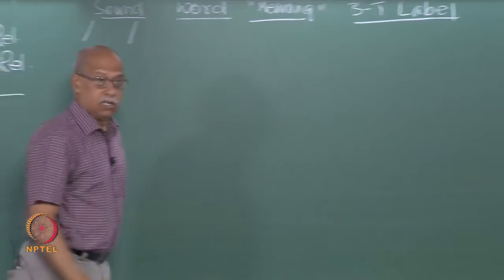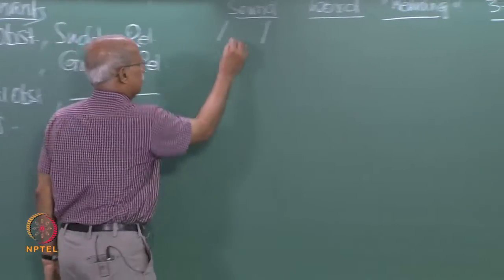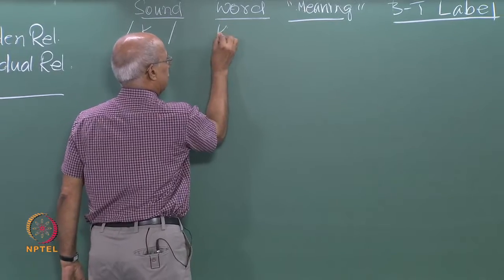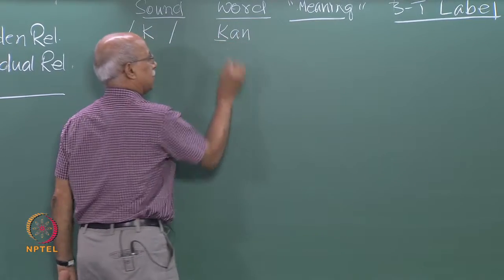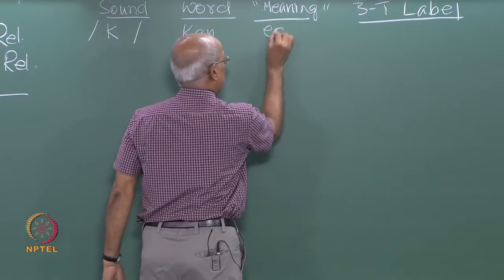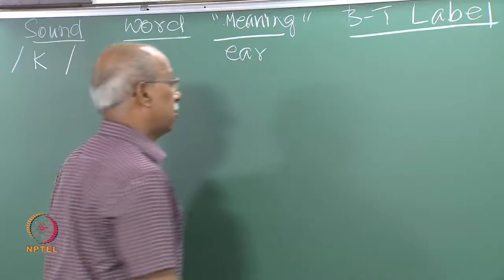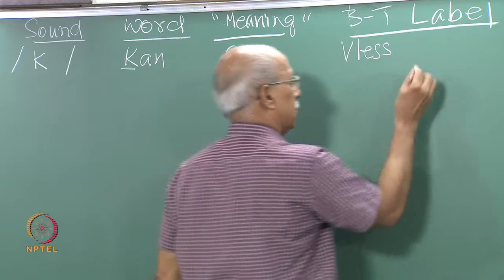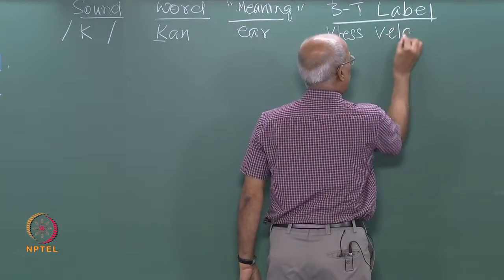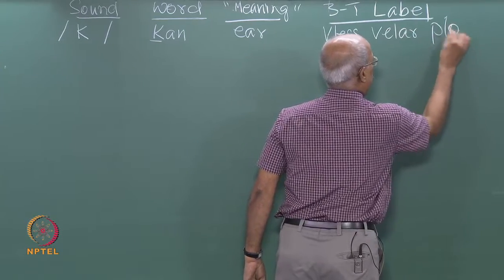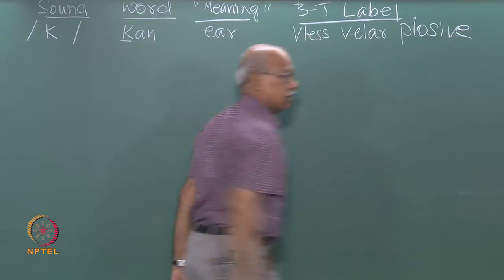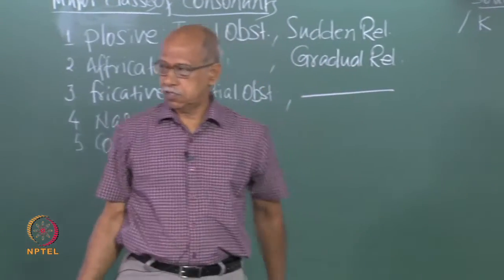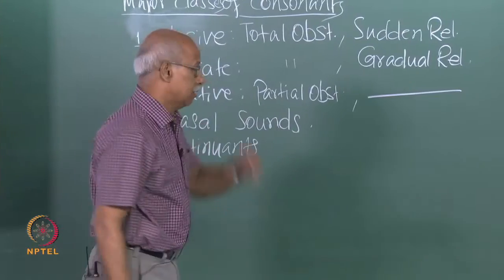So, for instance, I have said k as in kan, which means ear. The three-term label is voiceless, velar, plosive. Simple. I want you to take examples from your mother tongue, not from my mother tongue, please.